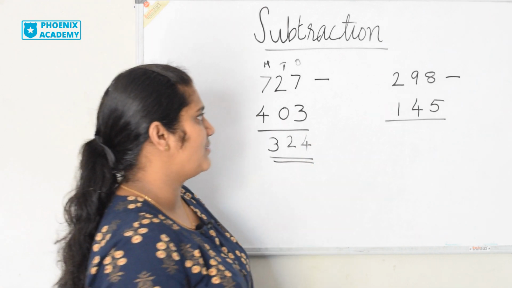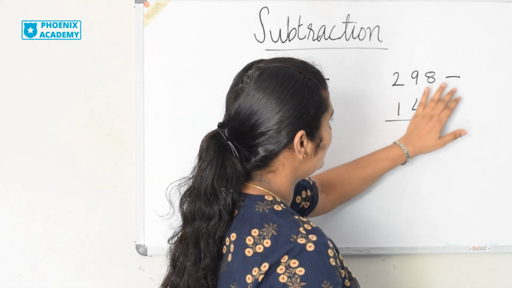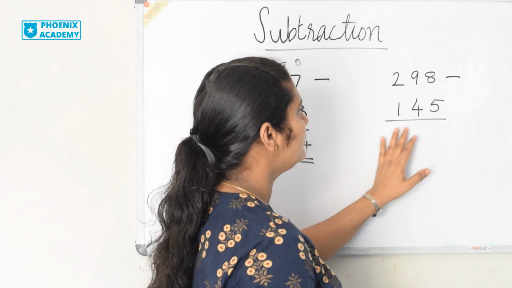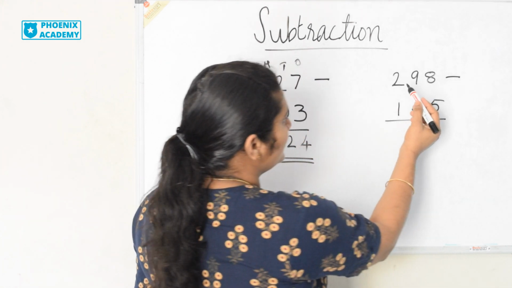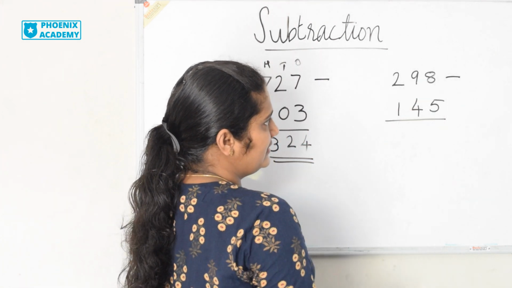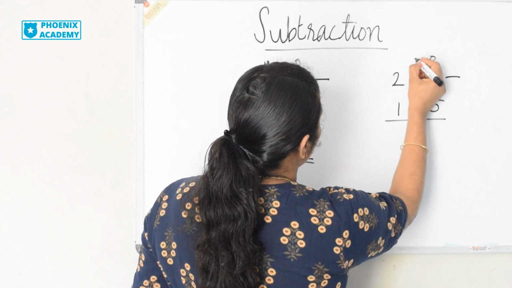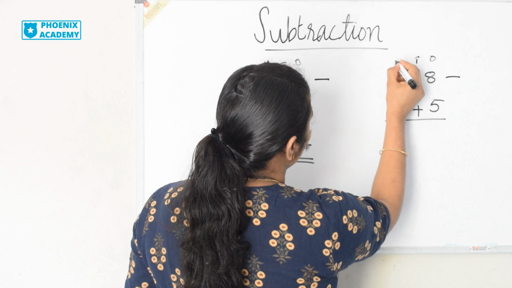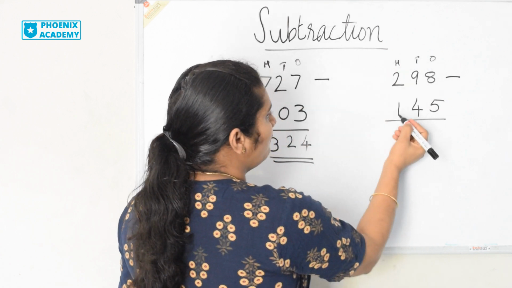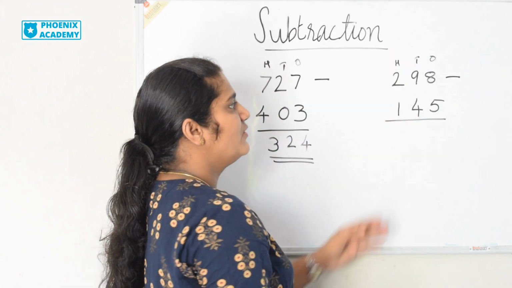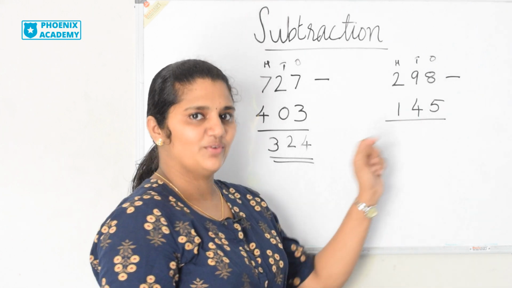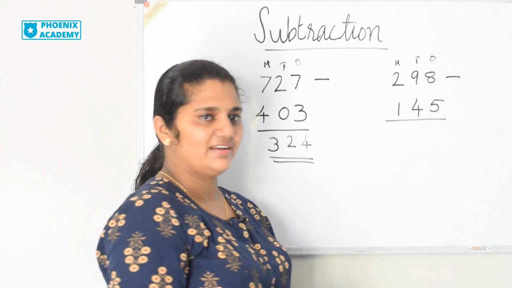Let's solve this example. 298 minus 145. You know 298 is 8 ones, 9 tens and 2 hundreds. 145 is 5 ones, 4 tens and 1 hundred.